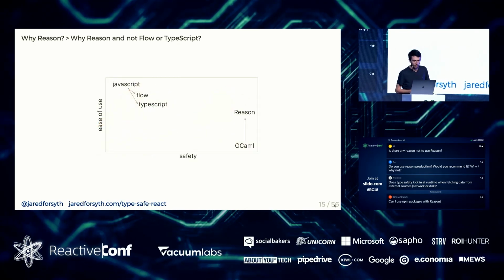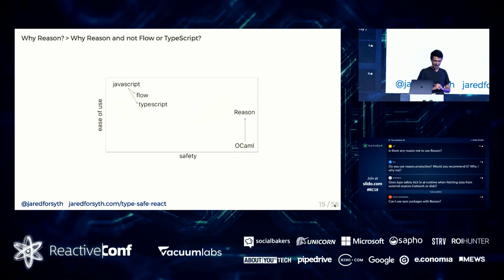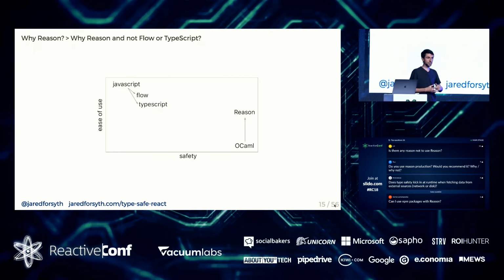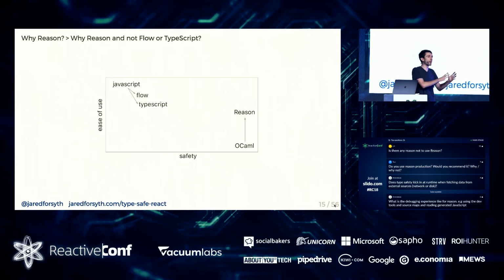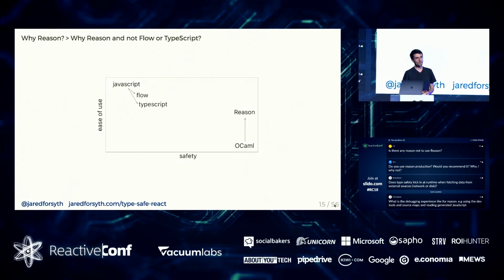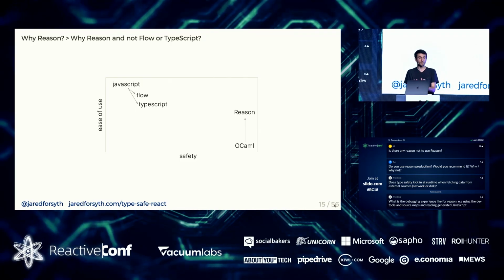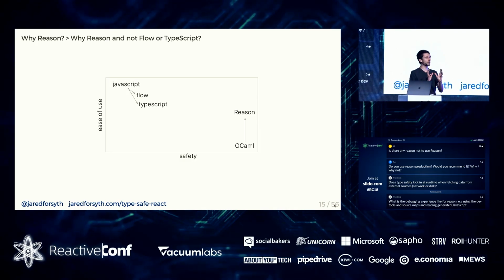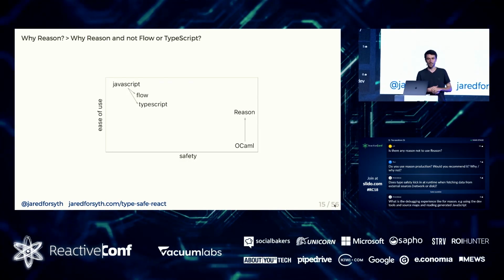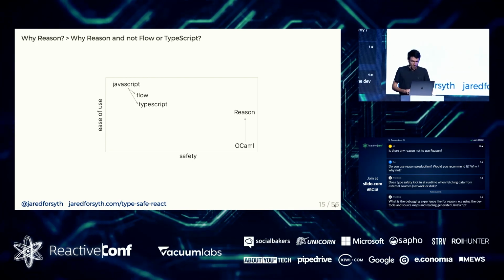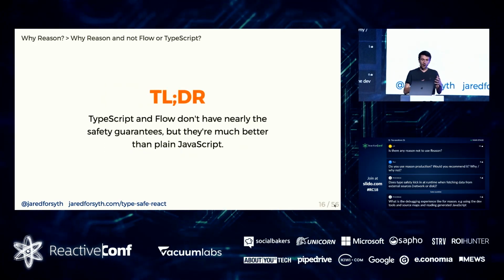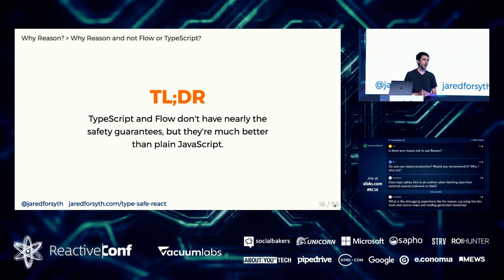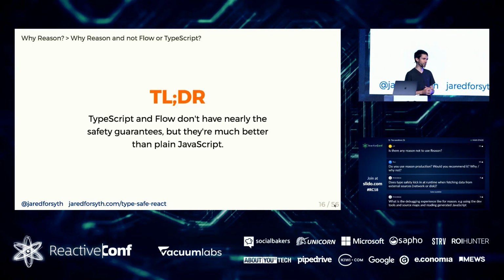To present this in a little bit more boring way, here's a chart for you where JavaScript is much more easy to use, but very low on the safety scale. And Flow and TypeScript try and bring it more towards safety. Whereas OCaml starts out much safer, less easy to use, and Reason is trying to make it more easy to use, easy to get started, easy to integrate with JavaScript, that kind of thing. Now, so the TLDR of this is TypeScript and Flow, they just don't have the same kind of safety guarantees. But definitely they're better than just using JavaScript by itself.